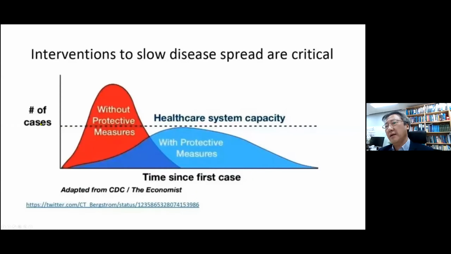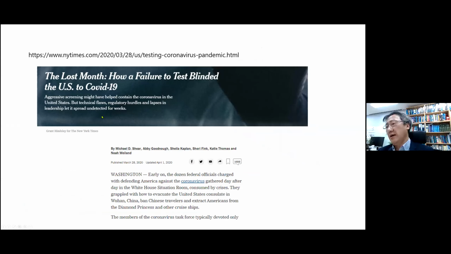So to maintain the number of cases under our healthcare system capacity, it's very important to minimize the health burden of our society. That was one of the key concerns when the COVID problem started in February in Korea. This was also mentioned in the US. I personally think that the US government should have done something earlier than what actually happened.